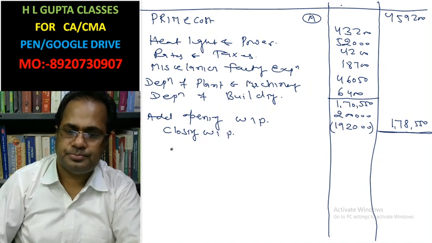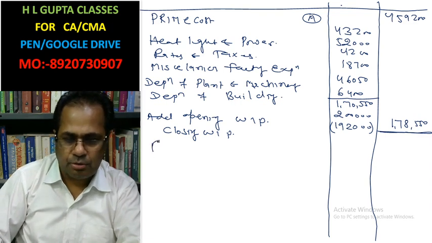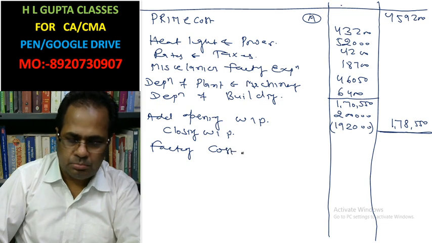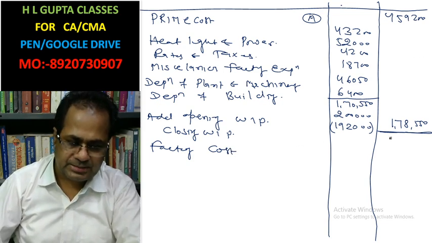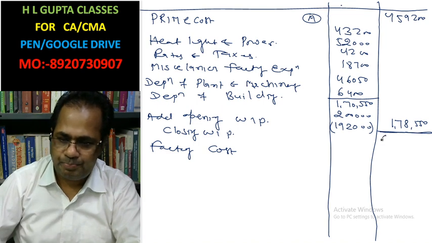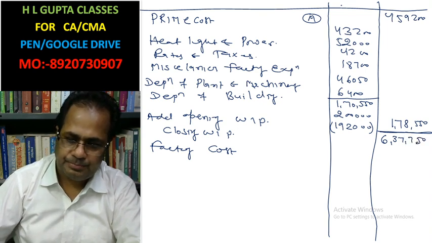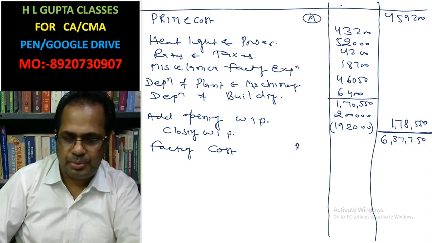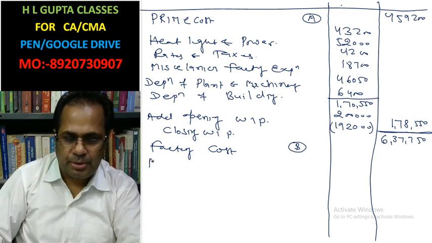This is your total factory cost or work cost. Factory cost. 4,59,200 plus this 6,37,750. This is your B. Now administrative overhead.